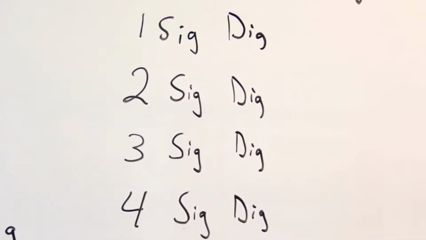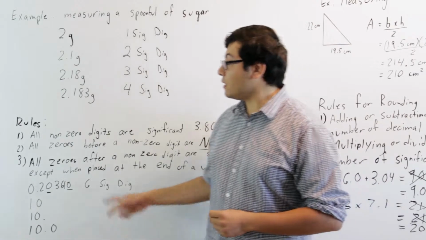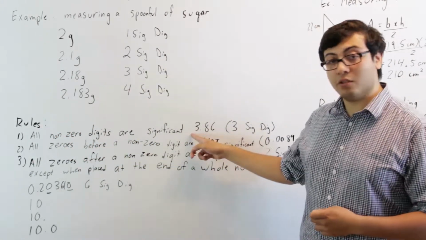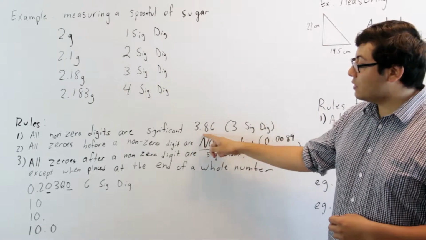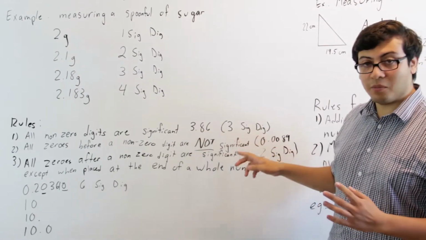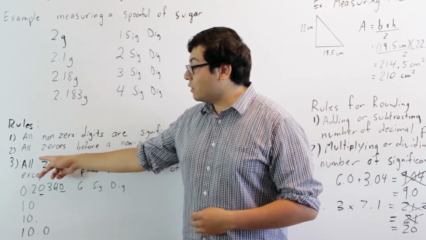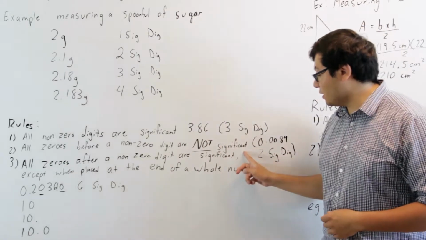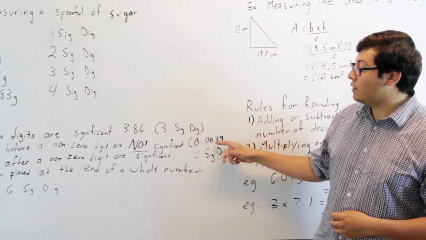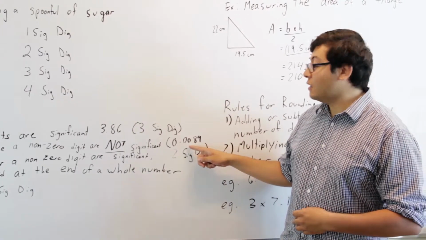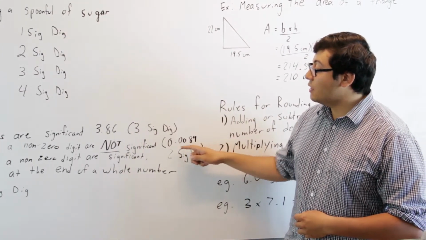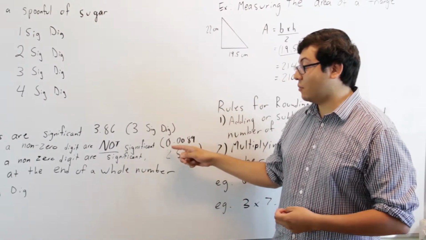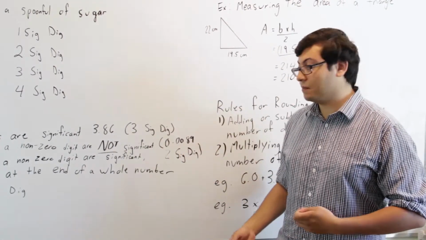So there are some rules to knowing which digits are significant. The first rule is all non-zero digits in a number are significant. So if we have a number such as 3.86, each one of these digits is significant, so we keep them all. The second rule is all zeros before a non-zero digit are not significant. So in our example, 0.0089, these 3 zeros are not significant. The only ones that are significant are these 2 numbers. These zeros are just placeholders because they can't write 89 and expect you to understand that it means 0.0089. It's not the same thing.